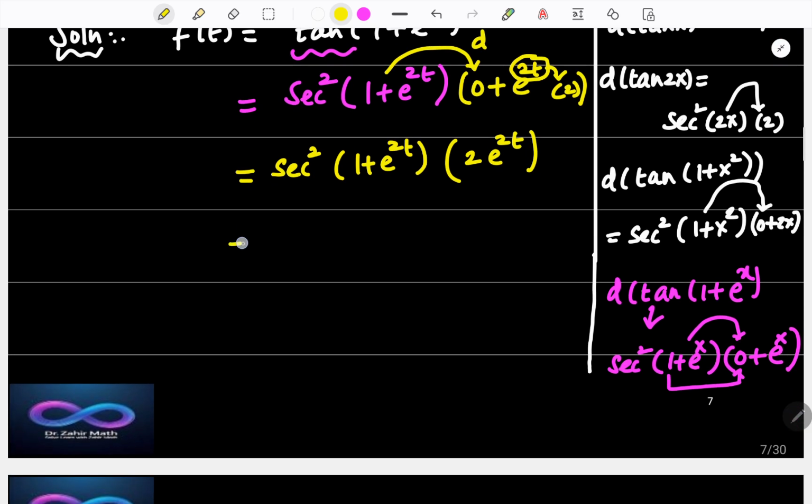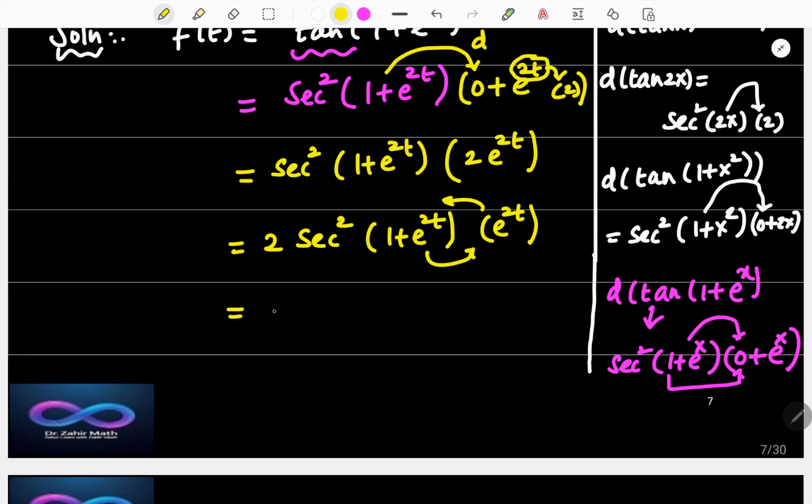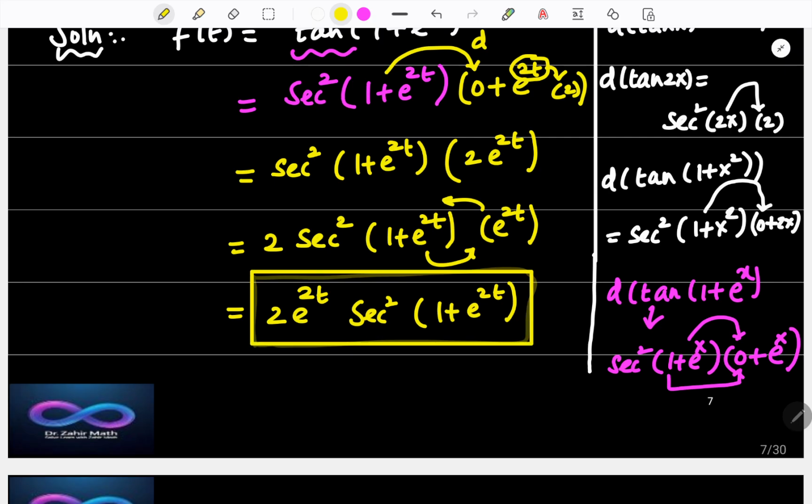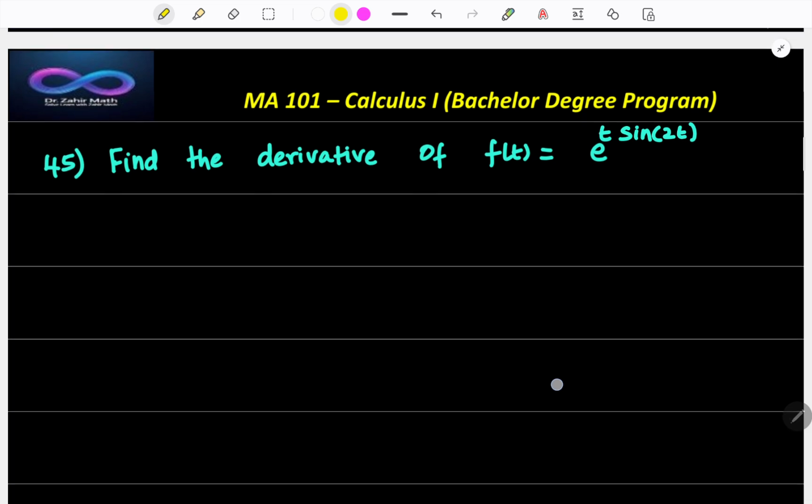So let me take the 2 in the front. 2 times secant square (1 plus e power 2t) multiplied by e power 2t. Usually we don't keep any multiples after the angle, so take it to the front. So 2 e power 2t secant square (1 plus e power 2t) is your answer. Clear? Right. Let's go to the next question.